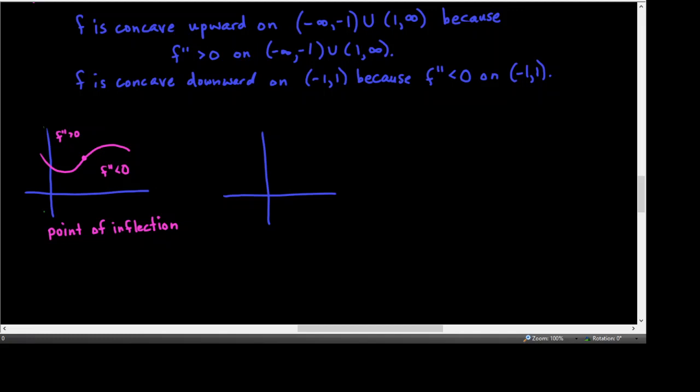Here's another. This is concave downward until it gets right here. Then it changes to concave upward. And there's another point of inflection. Again, the second derivative is changing sign. In this case, it's going from negative to positive.